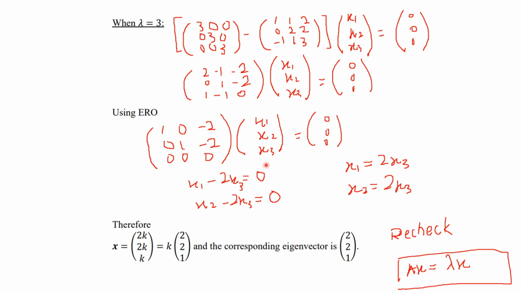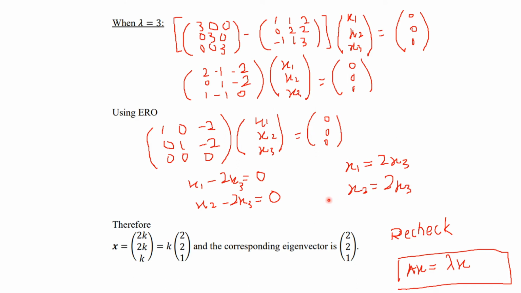You can see those equations here: x1 minus 2x3 equals 0, and x2 minus 2x3 equals 0. After we arrange them, it gives us x1 equals 2x3, and x2 equals 2x3. Therefore, we can summarize it as the value of x1 equals 2, the value of x2 equals 2, and the value of x3 equals 1.